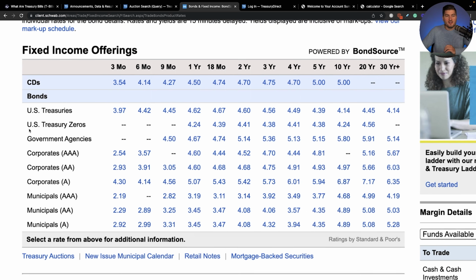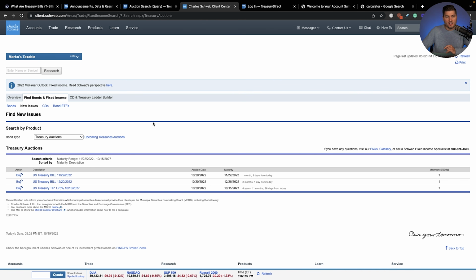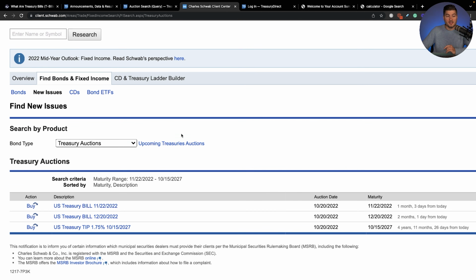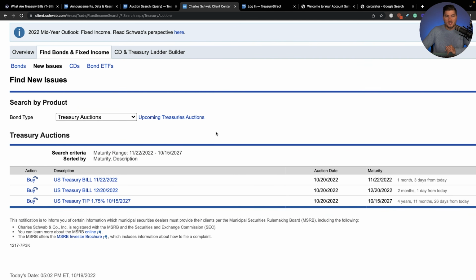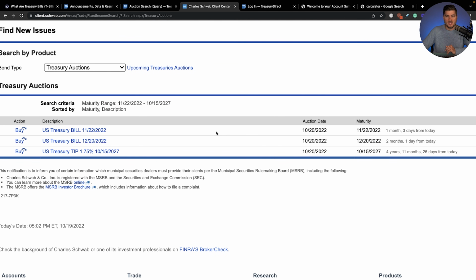So what we have here is Charles Schwab's fixed income offerings. You have CDs. These are certificates of deposit. You have the time frame up top right here, the duration, and then you also have bonds. You have treasuries, you have government agencies, you have corporates, municipals, et cetera. What you want to do is click down here in the bottom left hand and click on Treasury Auctions, and that'll take you to a page where they're offering new issues, if you will. So what you want to look at is new issues. You want to look at these offerings right here.